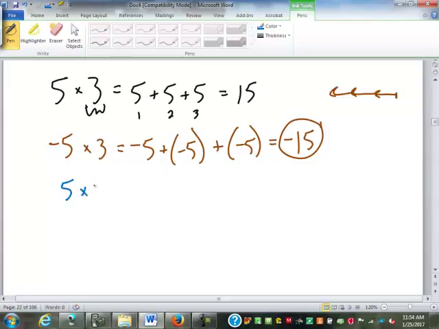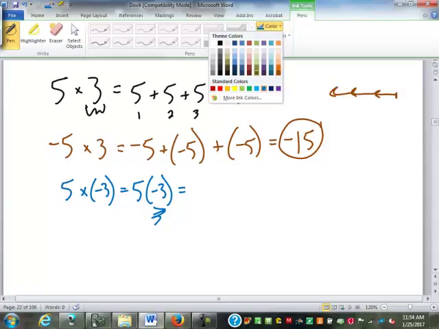If we have 5 times a negative 3, this is a little more confusing. Now, we don't need the multiplication symbol. We can just do 5 and then parentheses negative 3. That means 5 times negative 3 as well. This is saying we're going to take 5 and add it to itself negative 3 times. That doesn't make any sense.